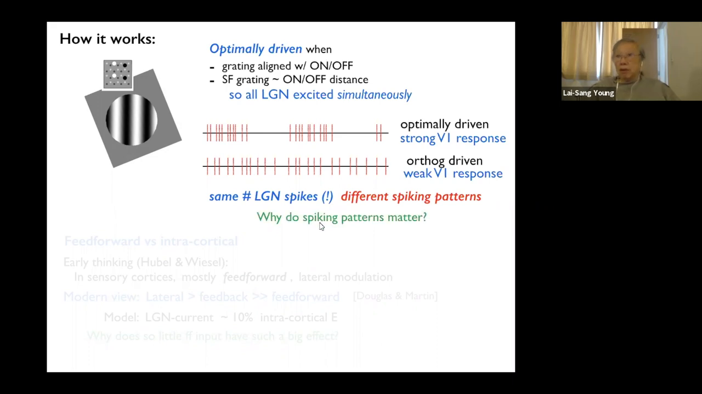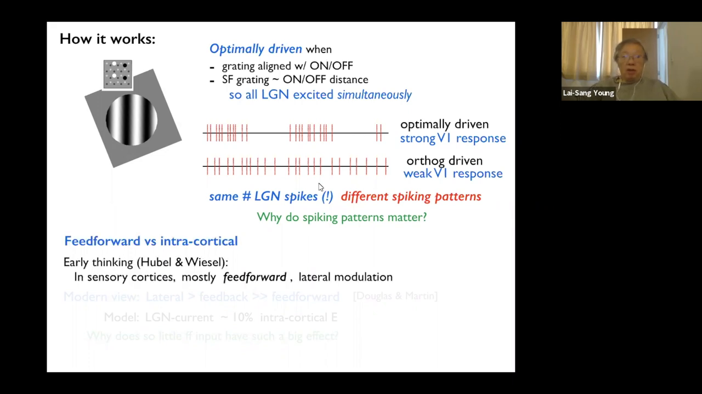So why do spiking patterns matter? Why is it that the spiking patterns will cause V1 to respond so strongly here and so weakly here? Okay. And there's another question that requires an explanation, which is the feed-forward versus intracortical currents.